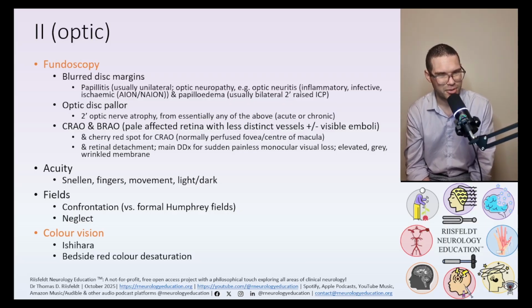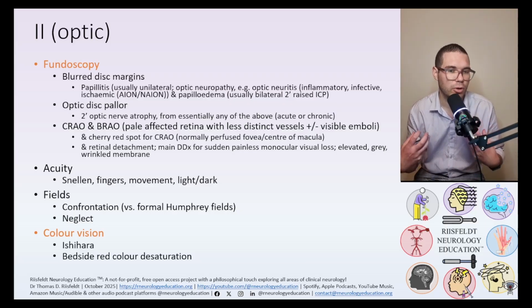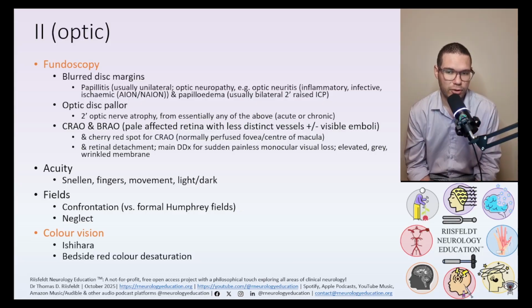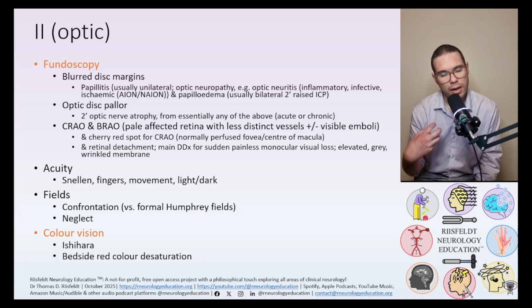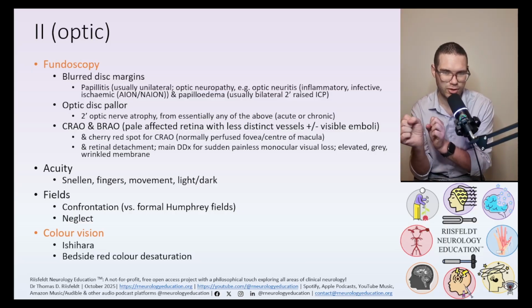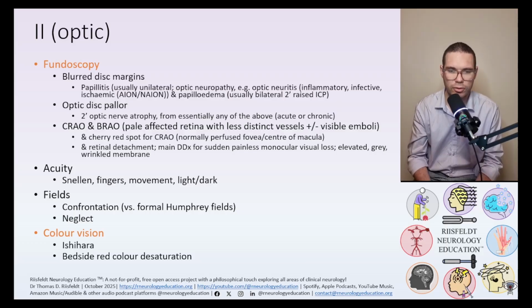Conversely, a retinal detachment, which is, of course, an ophthalmic problem as opposed to a neurological problem, but you need to know about it because it mimics a central retinal artery occlusion, for example. The main thing that you will see on fundoscopy there is an elevated grey, wrinkled looking membrane, as if it's a bit of skin which is kind of wrinkled up and shriveled up. That's what it looks like.